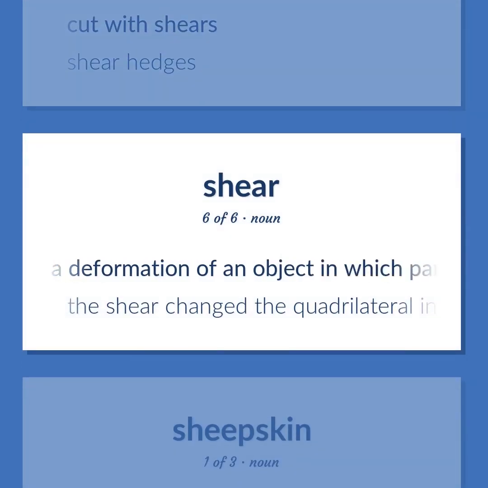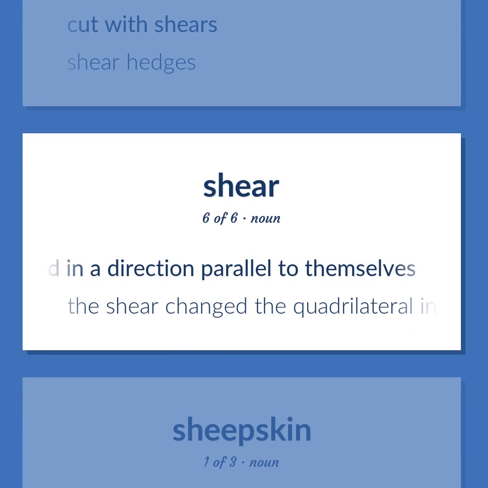Physics. A deformation of an object in which parallel planes remain parallel but are shifted in a direction parallel to themselves. The shear changed the quadrilateral into a parallelogram.